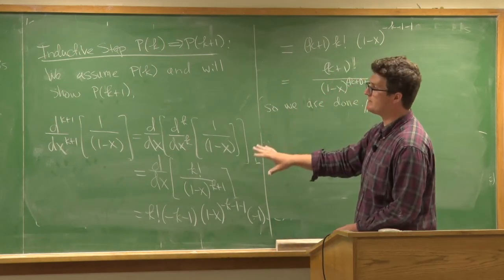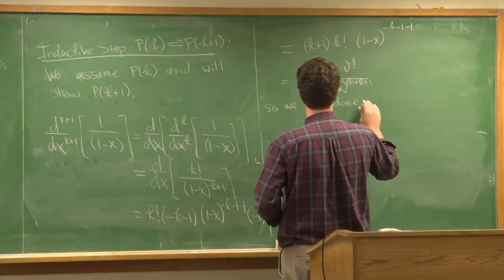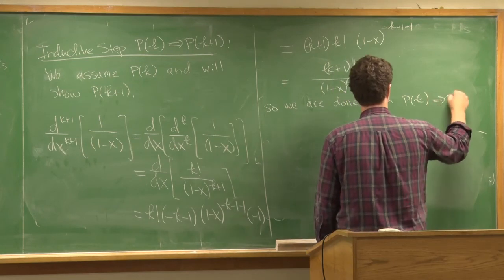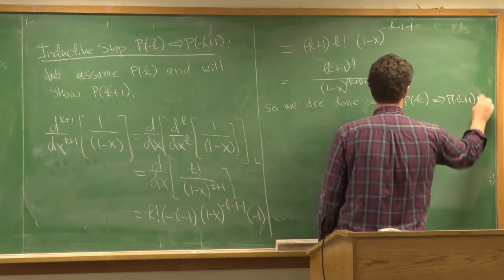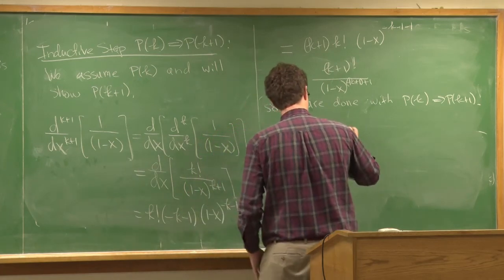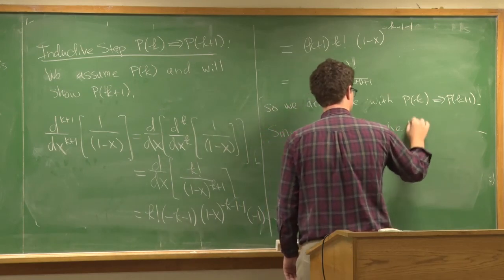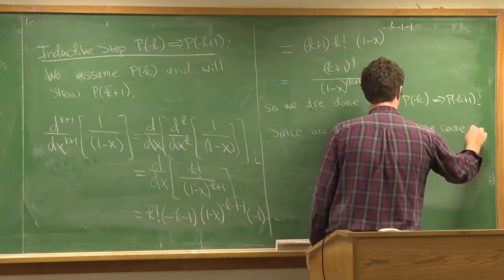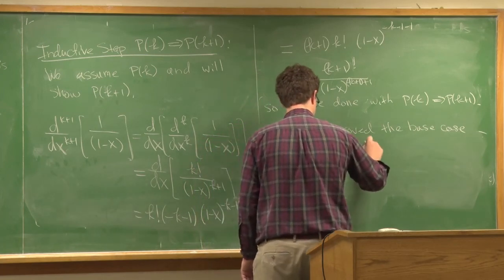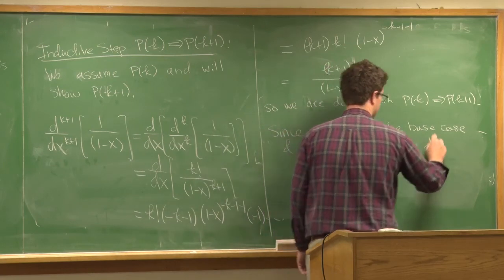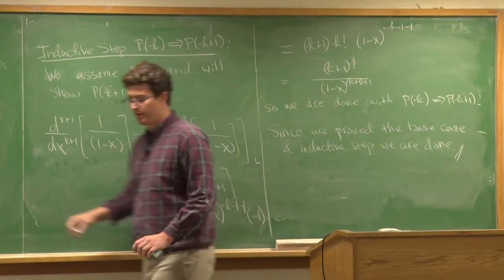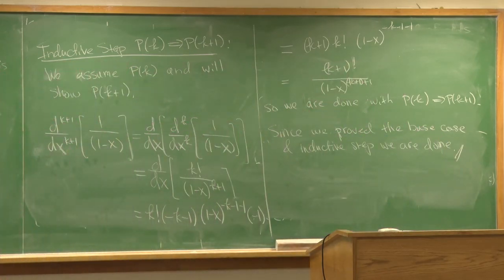Right? We've proved the base case. So we're done with the inductive step. Let me just write it out a little bit cleaner. OK? And so since we proved the base case and the inductive step, we are done. We are donezo. All right? So that's how a proof by induction works. Any questions?